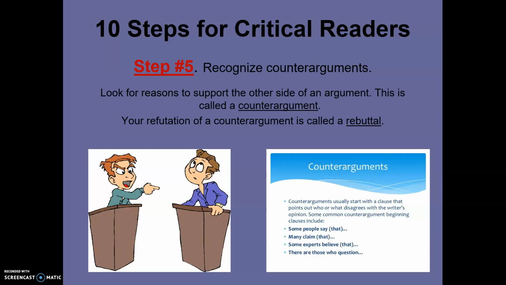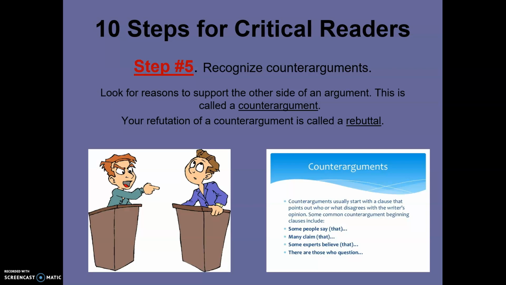All right, before we do our first practice after step 5, step 5 is to recognize counter arguments. We are also going to practice this. Now, counter arguments are the opposing side of your position. So what does that mean? I have my side, I have my position. The counter argument is the opposing side. Now, why would we use an opposing side? Because we create a better informed argument that way.